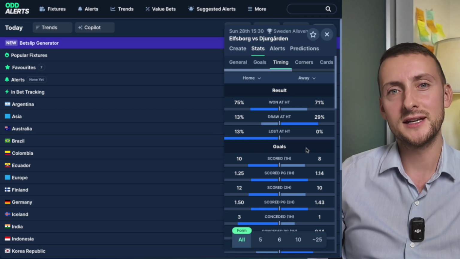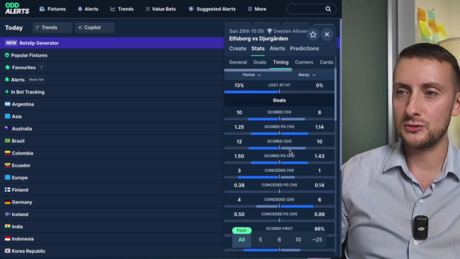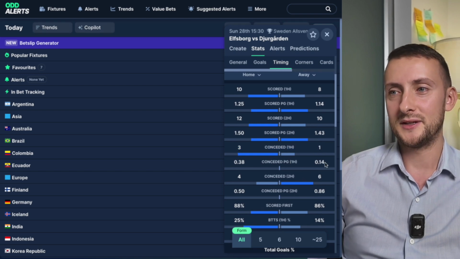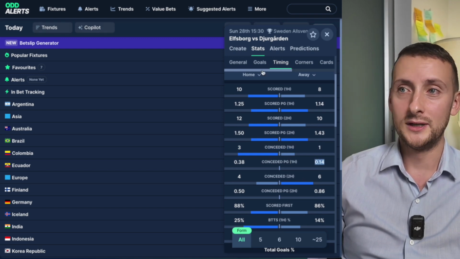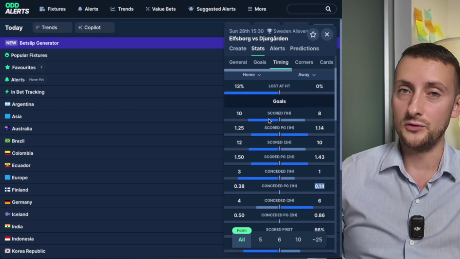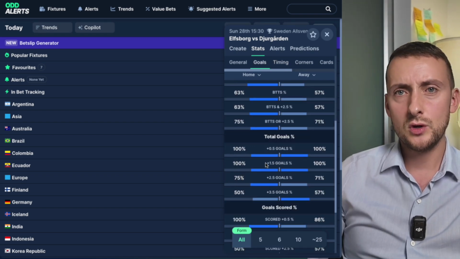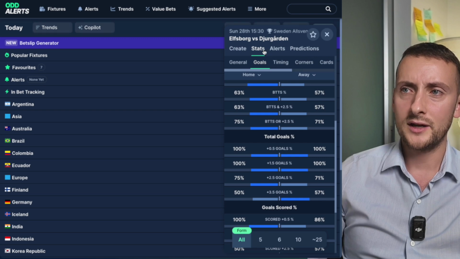Now, what's going to happen when they face each other? Will they cancel each other out? Because if you look at this, they haven't conceded many goals. Conceded 0.14. Djurgarden away from home have conceded once away from home. That's pretty good. So 100% records here for 2 goals or more, home form and away form for both of these teams. So goals are expected.